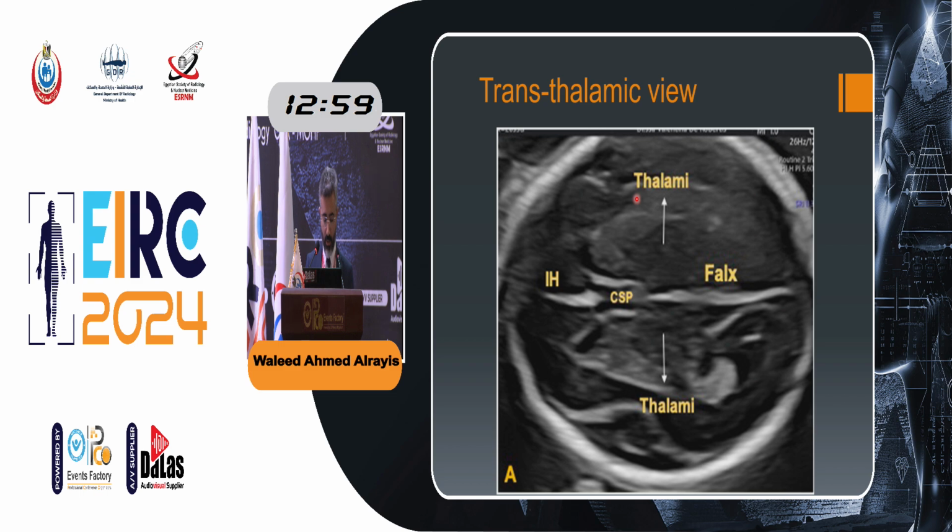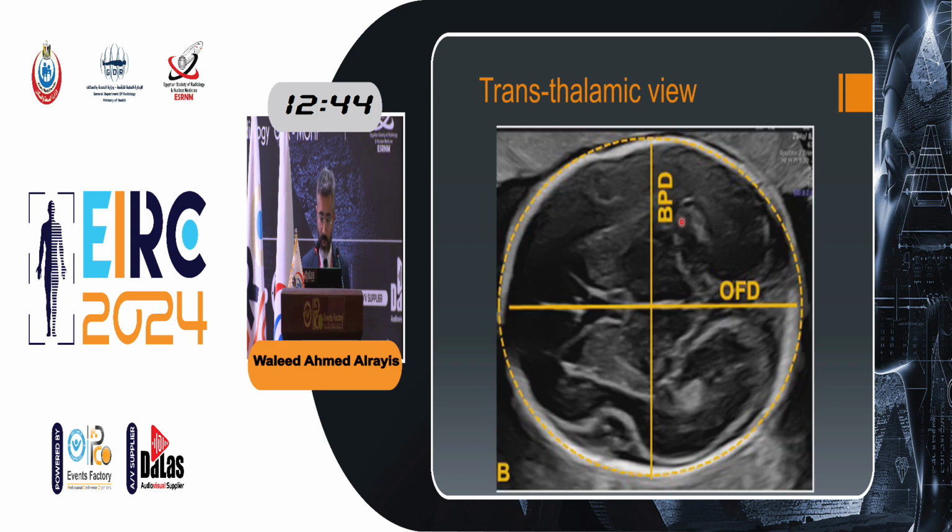Our second view is the transthalamic view. In this view, we also assess the midline structures, the falx and the cavum septum pellucidum. Also, we can assess the thalami. And this view is really important in order to have the biometry of the fetus, like the biparietal diameter, the occipitofrontal diameter, and the head circumference.